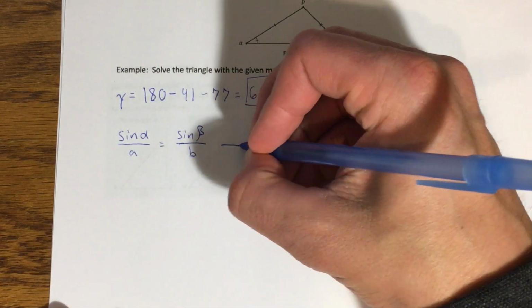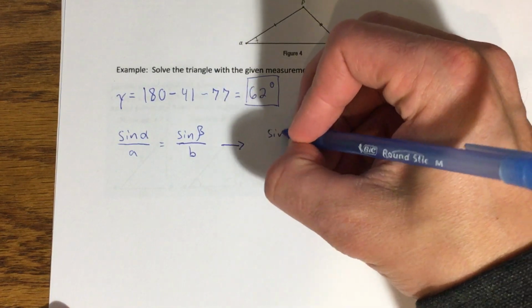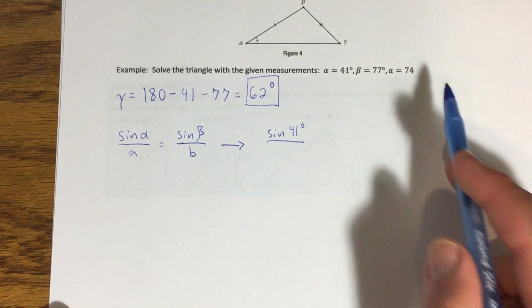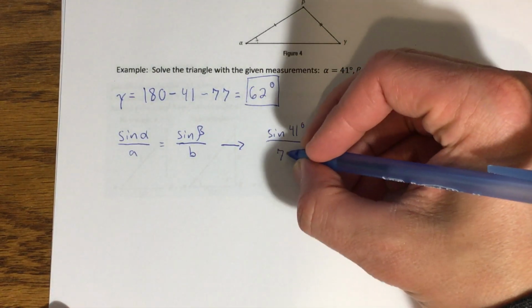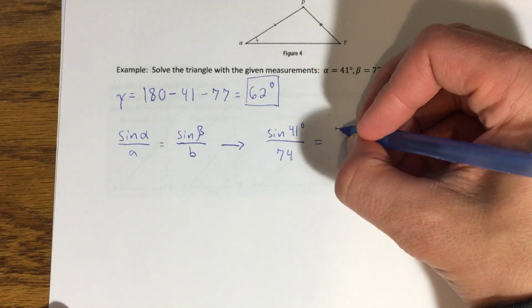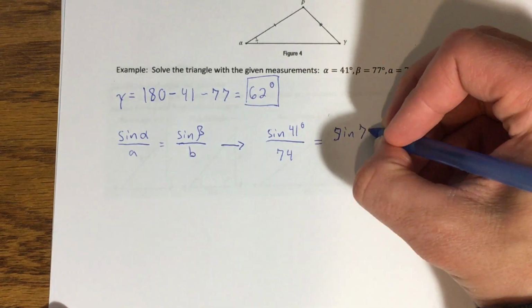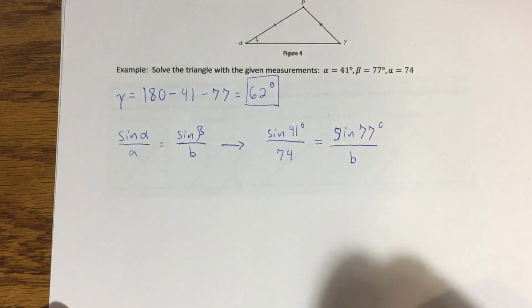So sine of alpha. Alpha is 41 degrees. That means I'm looking at sine of 41 degrees over A, which is 74. So that's 74. And we set that equal to sine of beta, which is 77 degrees. Sine of 77 degrees. And that's over B, which we don't know yet.